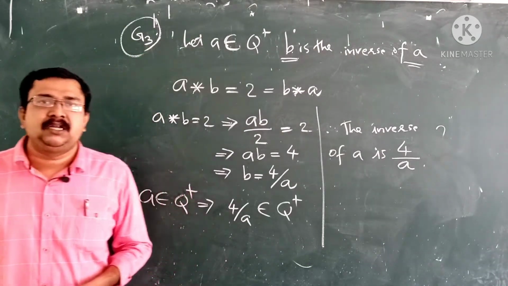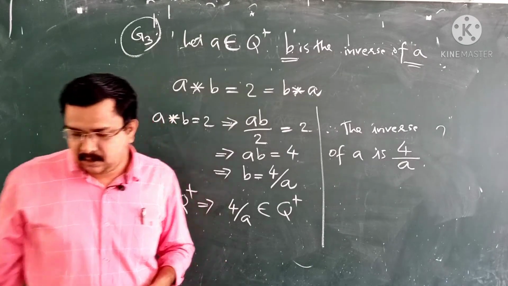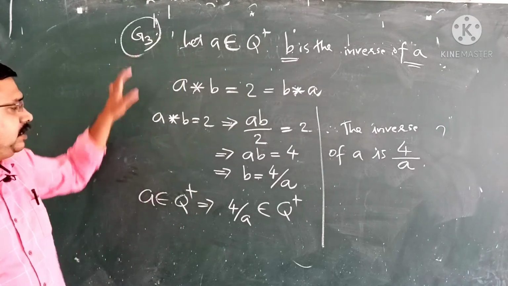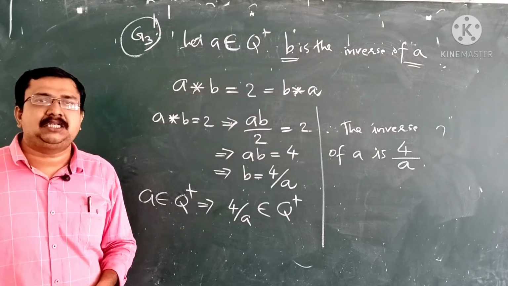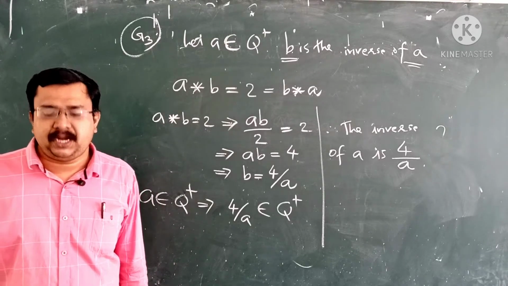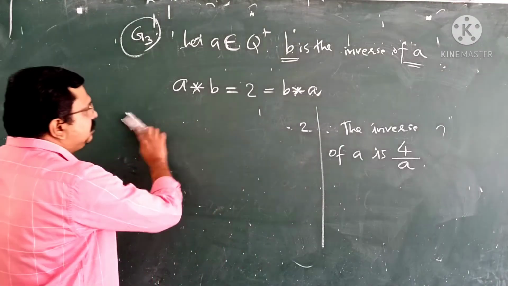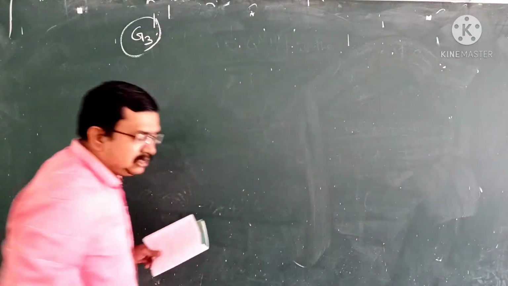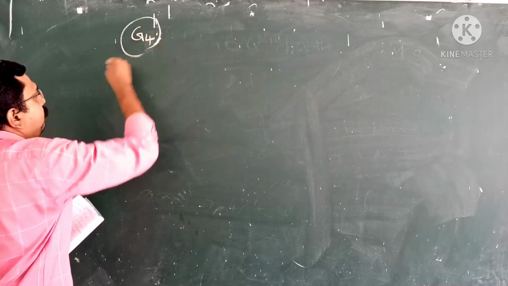Now we want to prove that this group is an abelian group under the operation star. That is our G4. Please write down on your notebook. G3, the third axiom is proved here. Next, the last one, that we want to show that this is an abelian group. How to prove that it is an abelian group? Please write down. Next, the last step, the last one is G4.